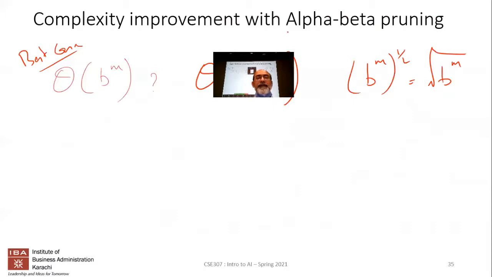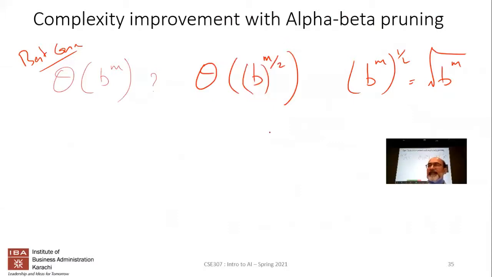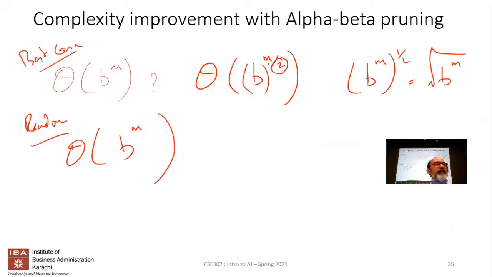So that's the best case scenario. Okay. What if it's randomly ordered? If it's random, what's the complexity? Any guesses? So here it was b to the power m/2, right? This was the best case scenario. So any thoughts as to what it would come down to? It would be obviously worse, right? Or b to the power m, it would remain the same.